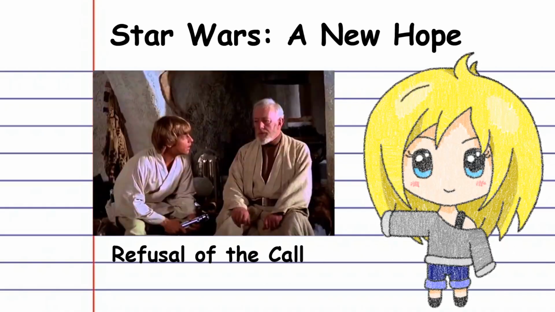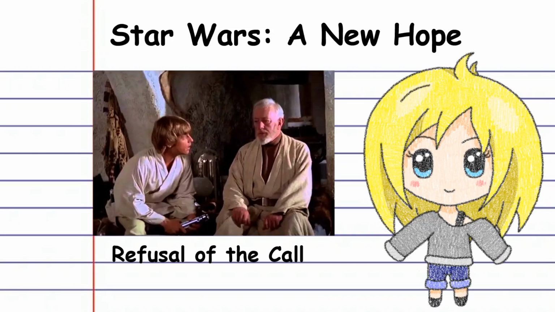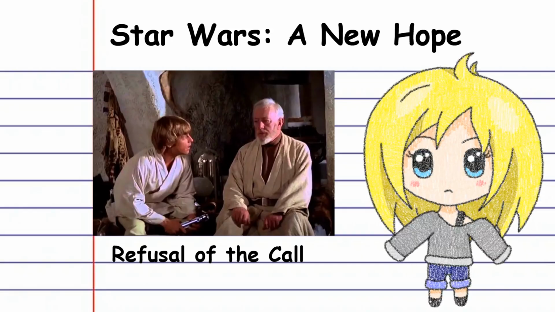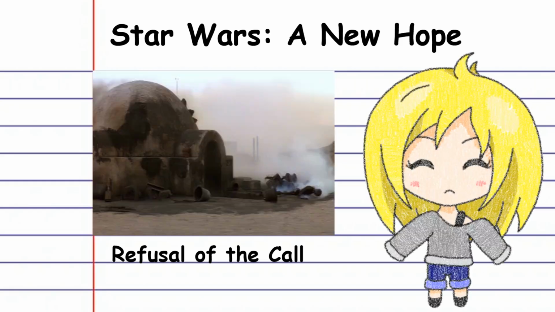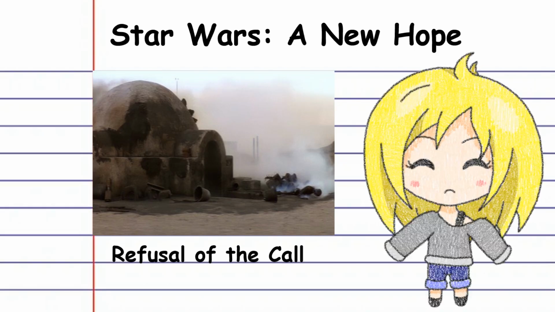Then the refusal of the call. Obi-Wan offers to take Luke with him to Alderaan and train him to use the Force and become a Jedi like his father. Luke initially declines the offer. He has a home, he has a family, he can't just abandon them, but he changes his mind when he discovers that stormtroopers have murdered his aunt and uncle.